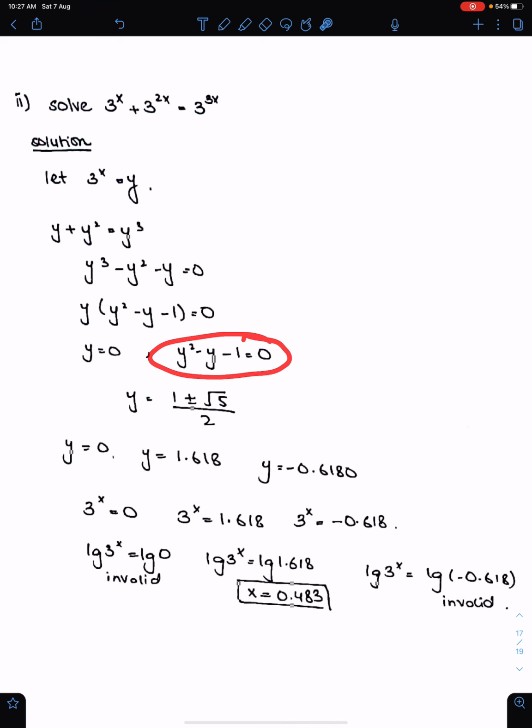With the help of the quadratic formula, we can get the answers of this equation. There are two answers, 1.618 and minus 0.6180. Now replace y by 3 power x because we are working for x. When you take log on both sides of minus 0.618, you will get no answer because logs are only defined for positive numbers, so this is invalid. When you take log on both sides of this equation, you will get this answer. This is the way to solve type 2 questions.